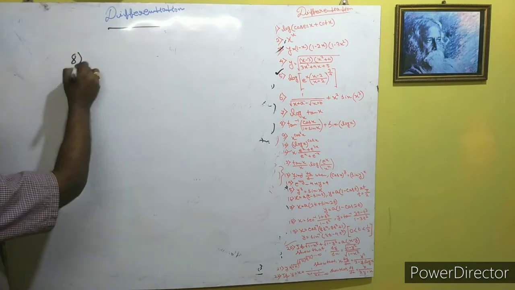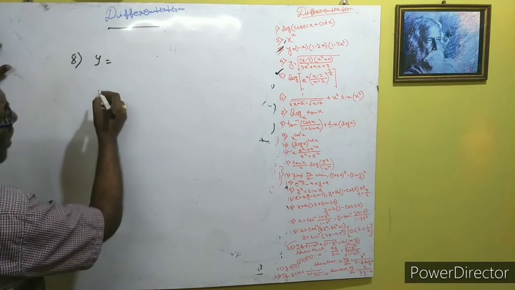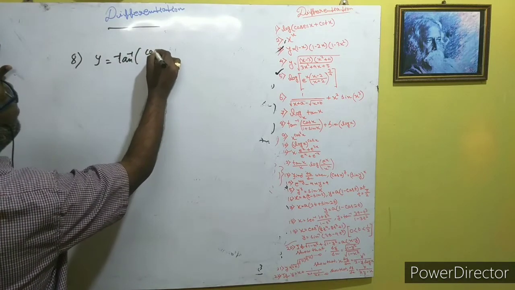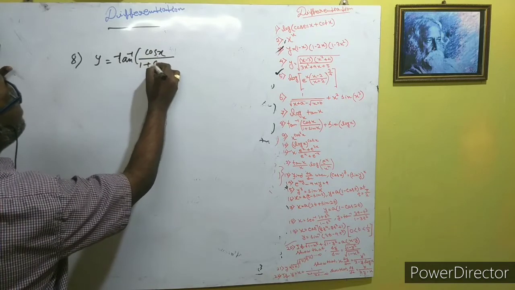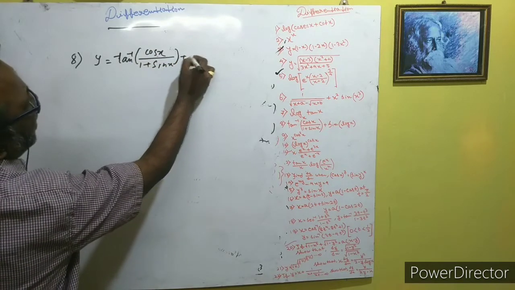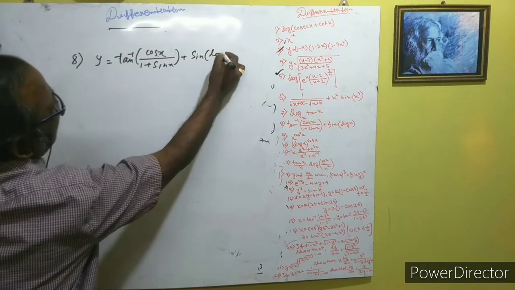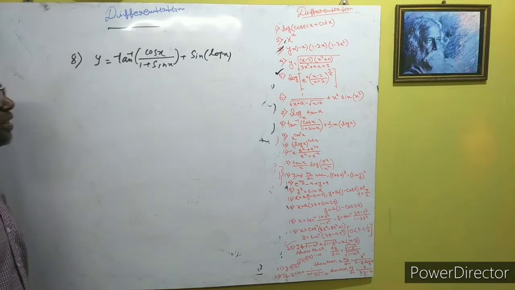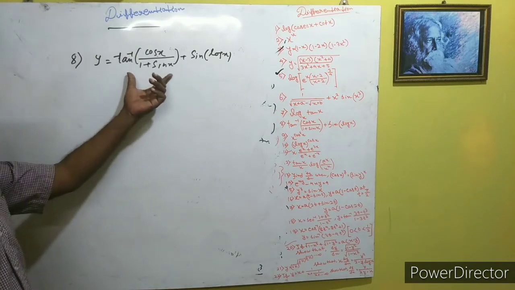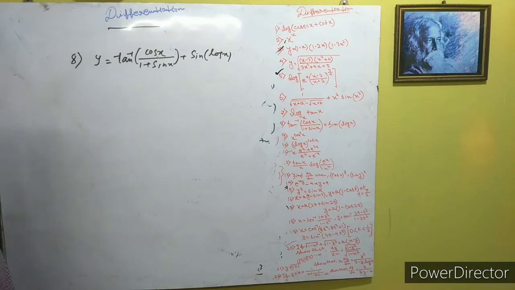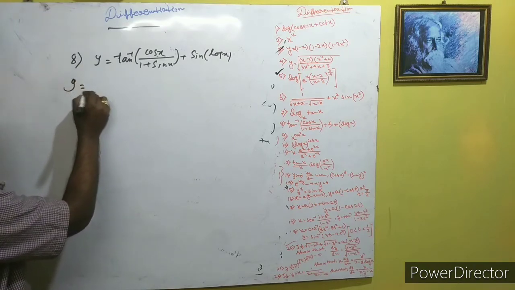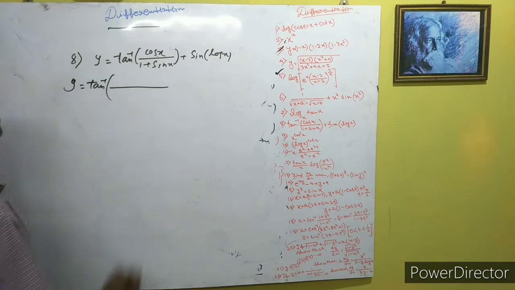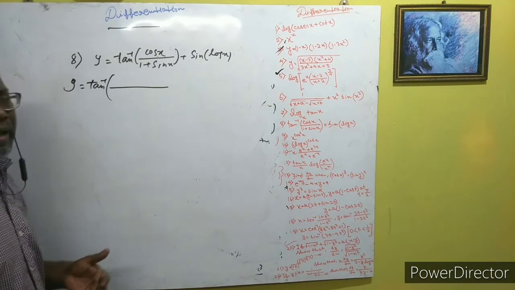Question number 8. Take y equal to tan inverse of cos x by 1 plus sin x, and sine of log x. First of all, you should simplify the inverse trigonometric function. So how can we proceed with this simplification? See carefully here. This is y and tan inverse. Students, I think we can apply the multiple angle formulas here.